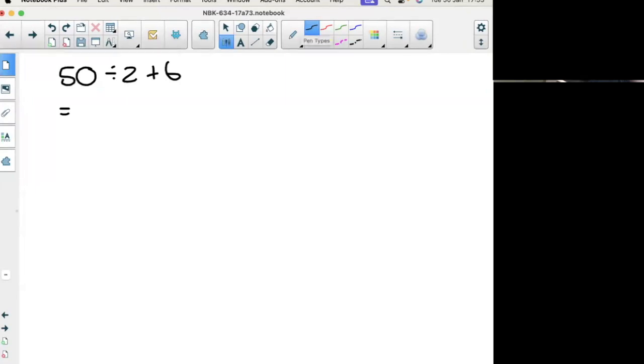So what does BODMAS say? Brackets. Is there any brackets? No, ma'am. Of? No, ma'am. Divide? Yes, ma'am, there is. Okay. 50 divided by 2. I'm going to help you out. It's 25 plus 6. 25 plus 6 is?